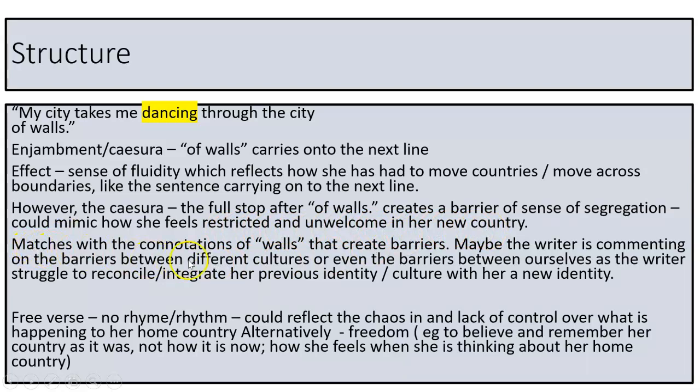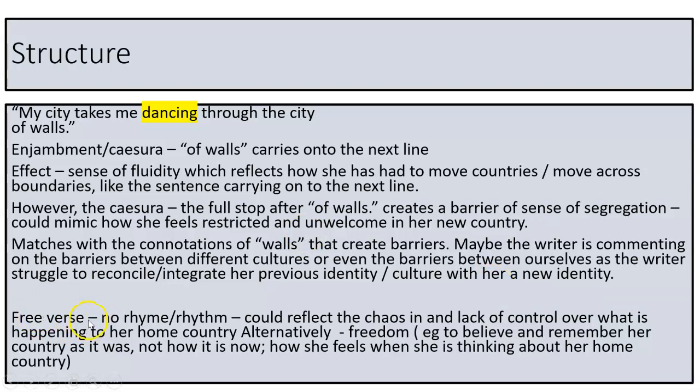So the caesura itself matches with the literal meaning of the word walls and the connotations of walls. Walls create barriers. So perhaps the writer's trying to tell us that there's barriers between different cultures, and really the writer is struggling to reconcile or integrate these different identities and cultures from her previous country with this new identity that she's creating in her new country. So there's loads that we can say just about the structure of one line.